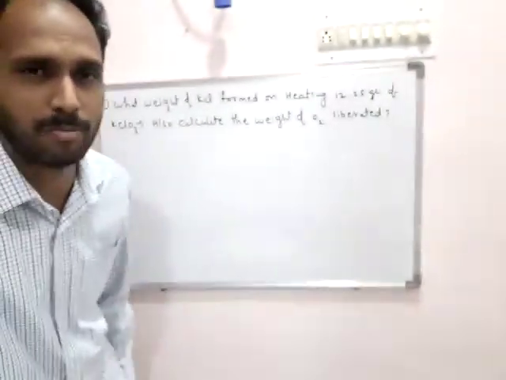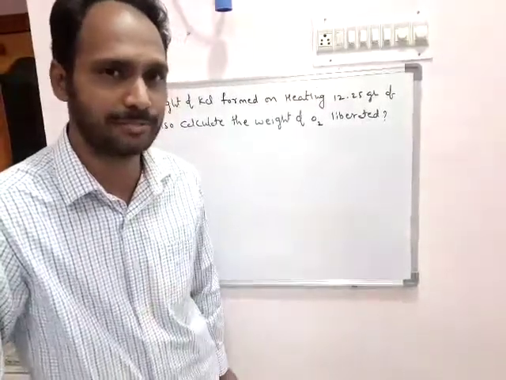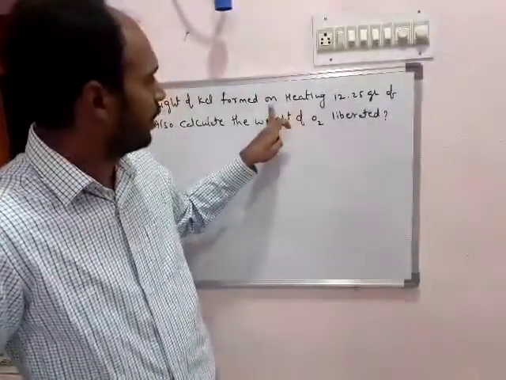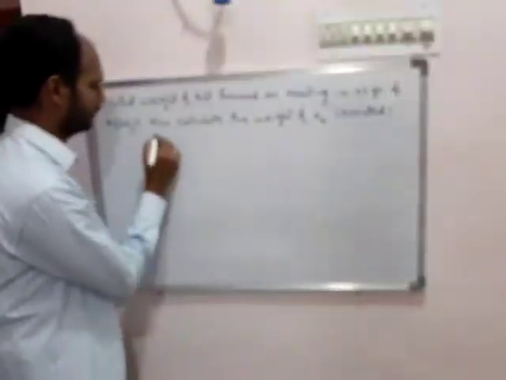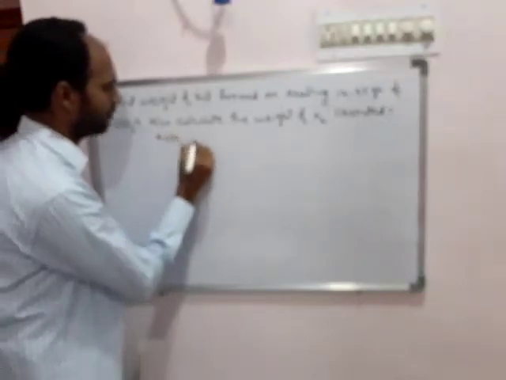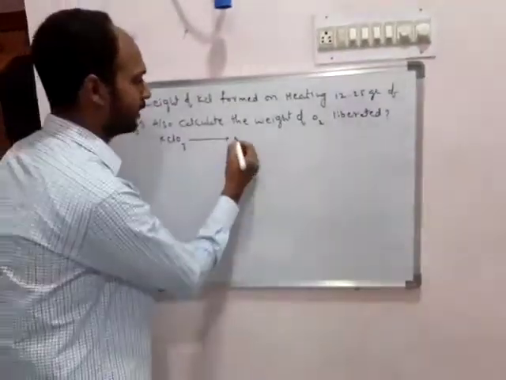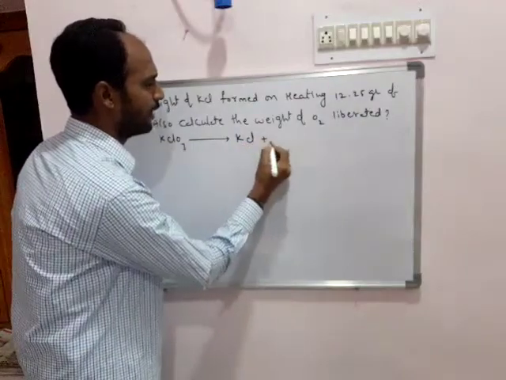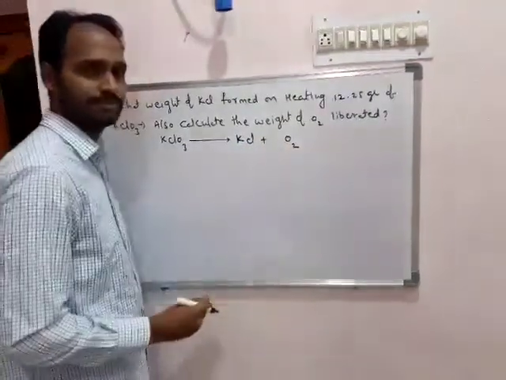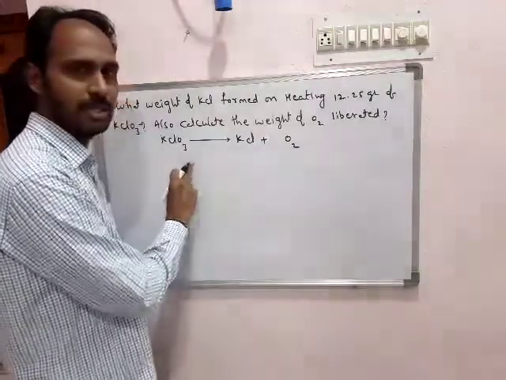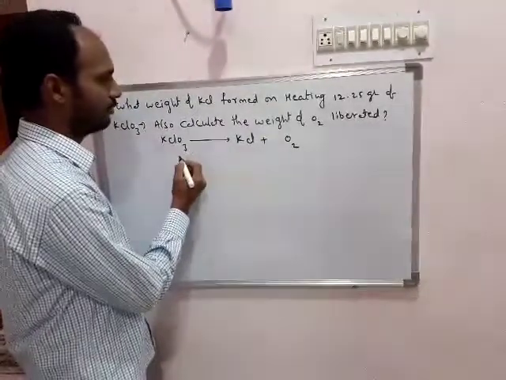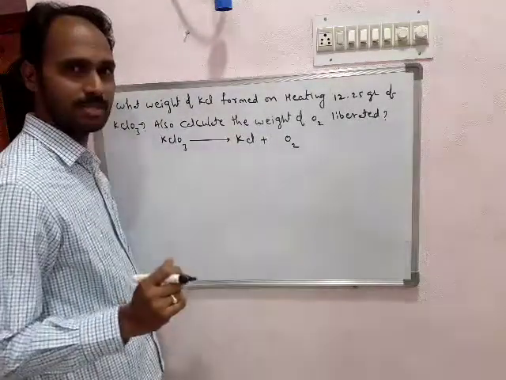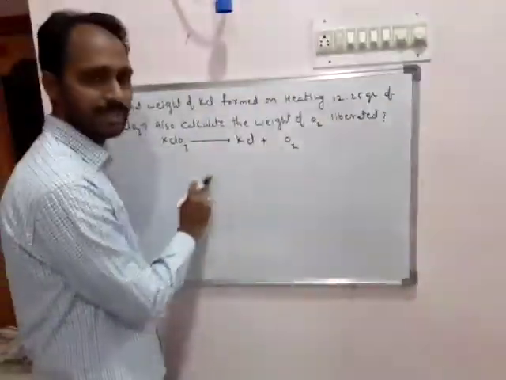For this type of problems we must know about the reaction. Here the reaction is heating of potassium chlorate. What is the reaction of potassium chlorate heating? On heating of potassium chlorate, we will get potassium chloride and oxygen. This reaction is generally used in the preparation of oxygen gas. Now, for the problems we must take the balanced equation.